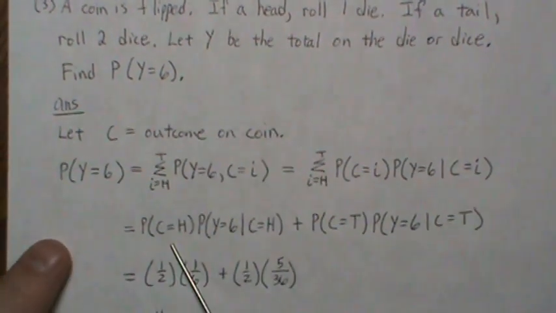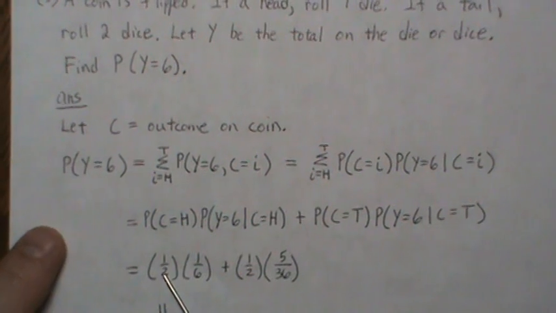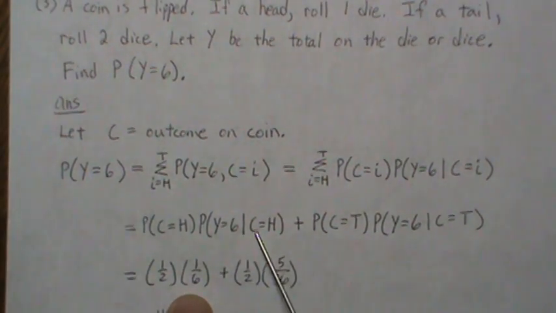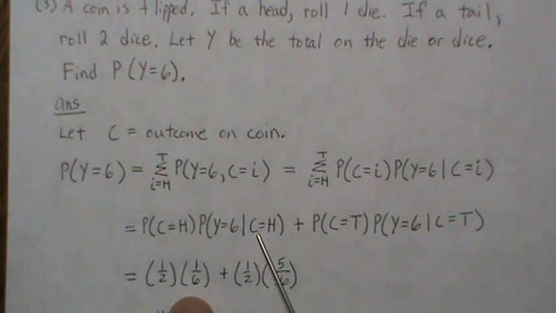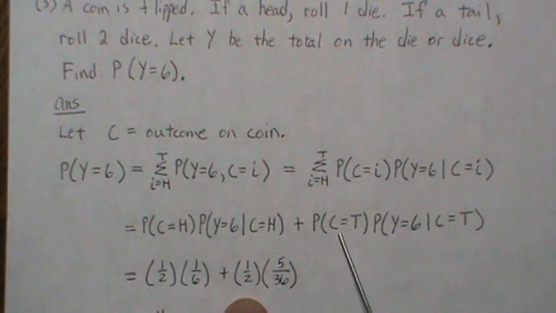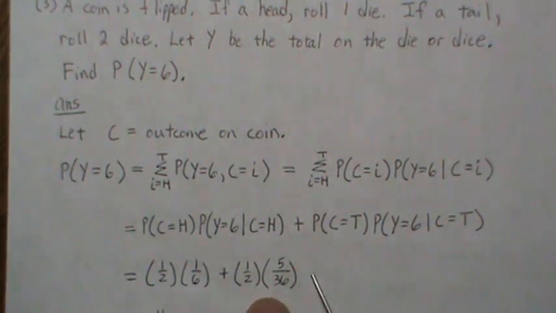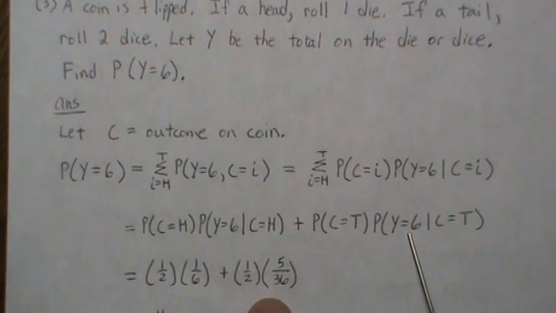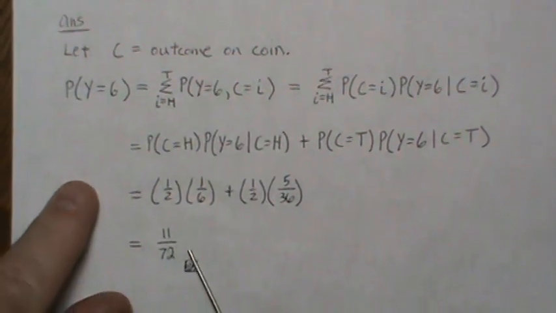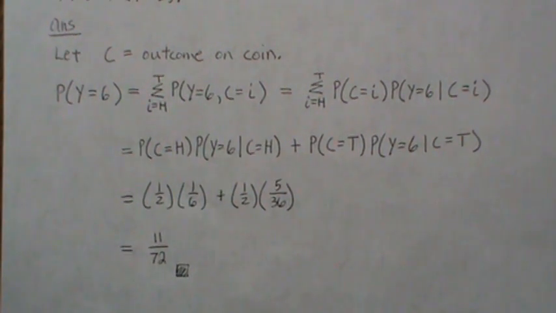So the probability that the coin is a head is 1/2. The probability that Y equals 6, given that the coin was a head, meaning we roll 1 die, is 1/6. Here, the probability that the coin is a tail is 1/2. Here, the probability that Y is 6, given we rolled a tail, which means we roll 2 dice, is 5/36. So we add this up, and we get 11/72.